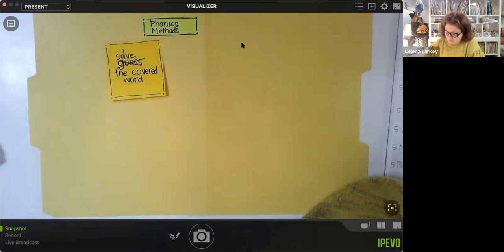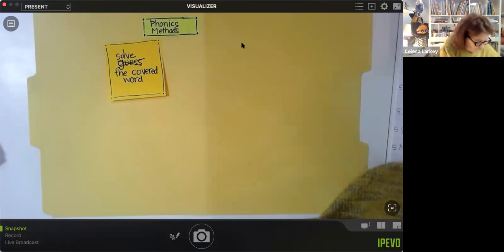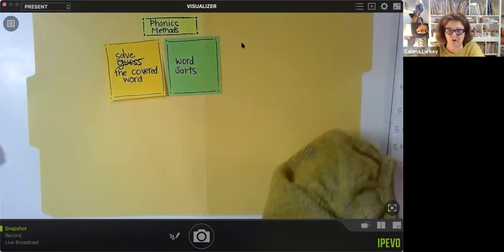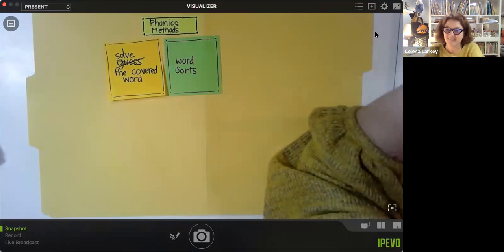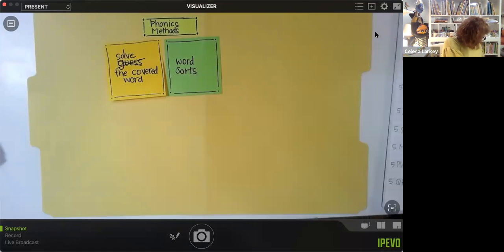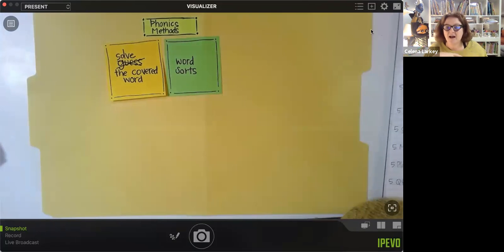We think too about another method of instruction that is used inside of phonics, and that is the method of sorting. So I don't know about you, but whenever I think about sorting, I think of Words Their Way. That is kind of like, oh, there's the sort. I know how to sort.